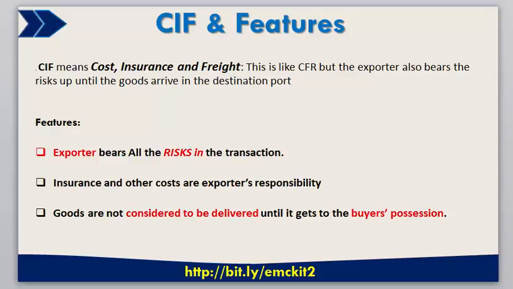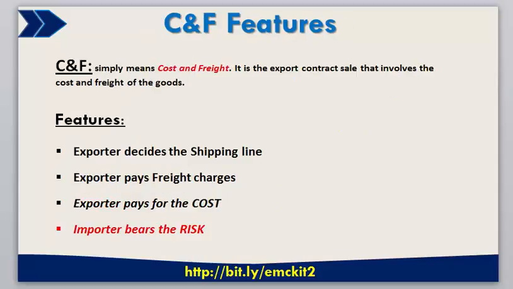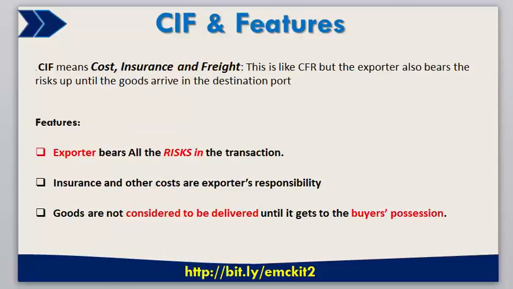So we just go back to the video and make sure you watch it clearly. On FOB, I told you that your major work is to make the goods available at the port of loading and load them onto the vessel. The moment the goods cross the ship, your job is done. Then you get paid. C&F, you are the one that's going to pay for the cost and at the same time for freight, while your buyer, the importer, assumes the risk. But under CIF, you assume everything. You bear the risk, you bear the cost, and you also pay for the freight. So that's how this thing works.